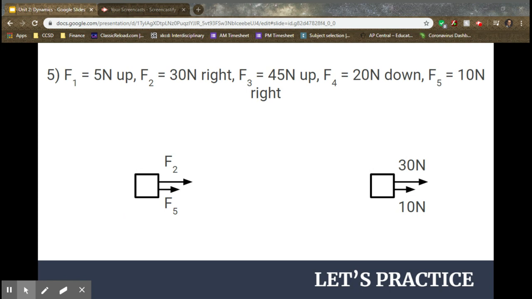Let's look at our horizontal forces, okay? Force 2, 30 newtons right. Force 5, 10 newtons right, okay? So I've labeled it like this. I followed all the rules. Everything is connected to the box. All arrows are pointing away.